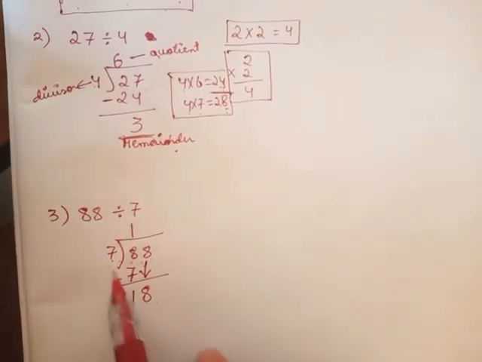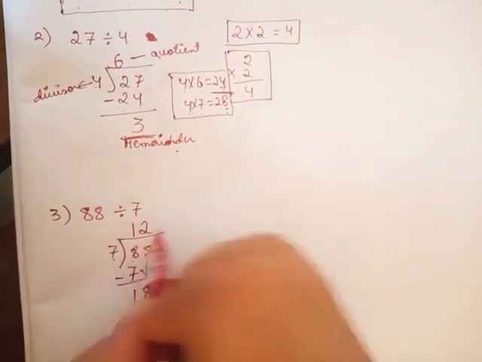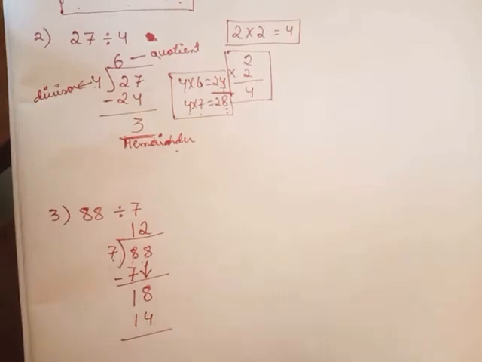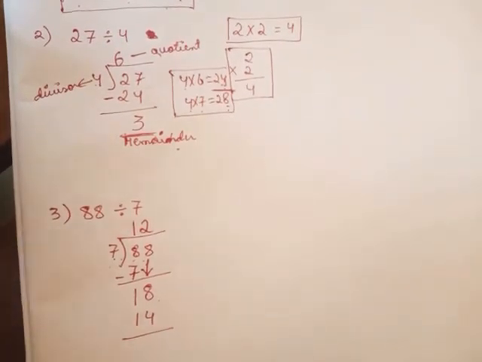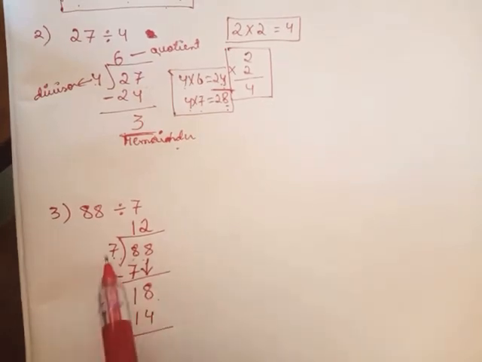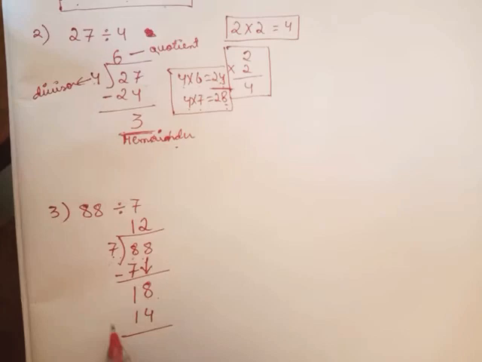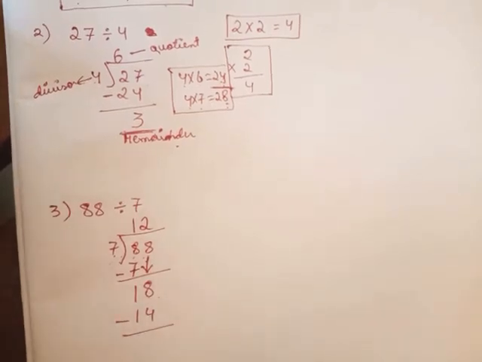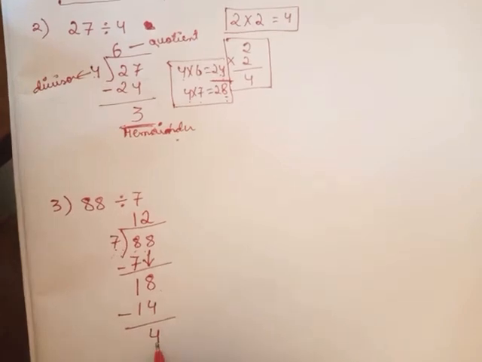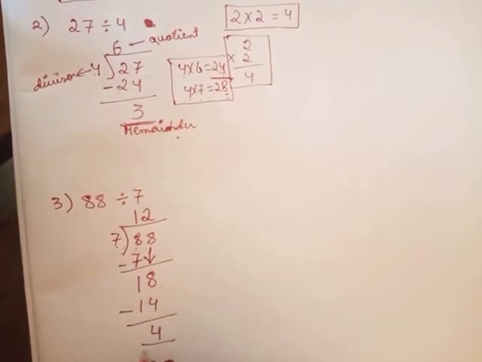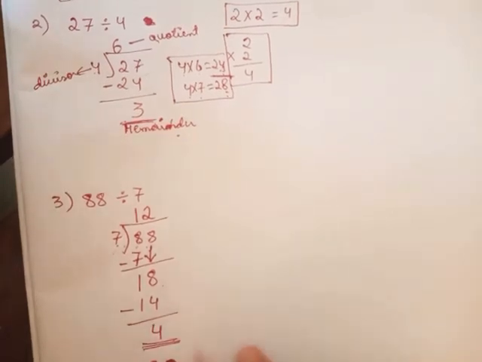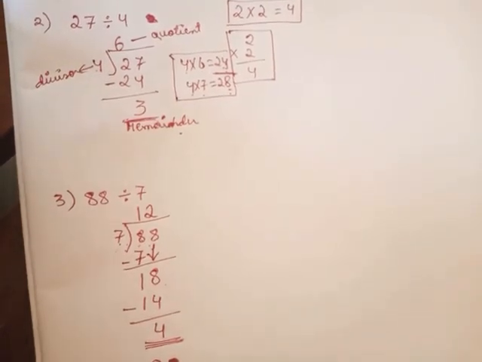So 7 times 2 is 14, because 7 times 3 is 21, and 21 is greater than 18, so you have to use the smaller one. 7 times 2 is 14, and then if you subtract it, the remainder is 4. And since 4 is smaller than 7 now, we cannot divide it again, so this will be the answer, only till this much.